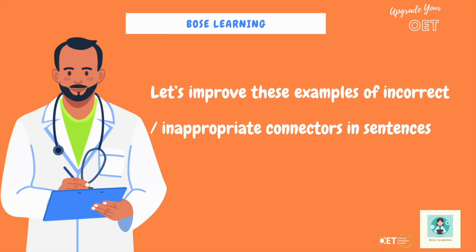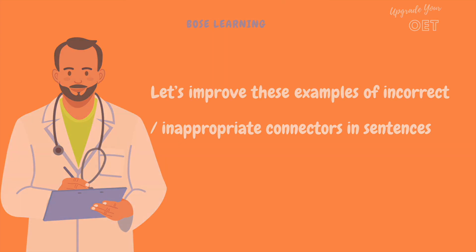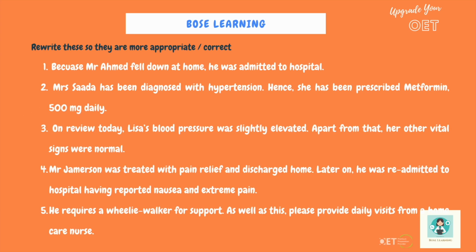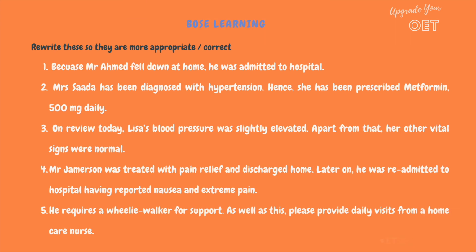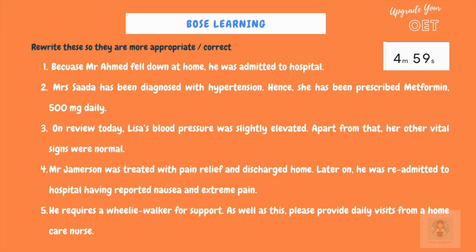Let's improve then these examples of incorrect or inappropriate connectors and sentences. I'm going to give you some examples coming up, and I'm going to give you some time to rewrite them so they are more appropriate. So we have 5 sentences here. Please rewrite them so that the incorrect, informal, perhaps, connector is more formal, or we take away anything not needed. Here we go, 5 minutes to do that. If you finish before, just skip forward.